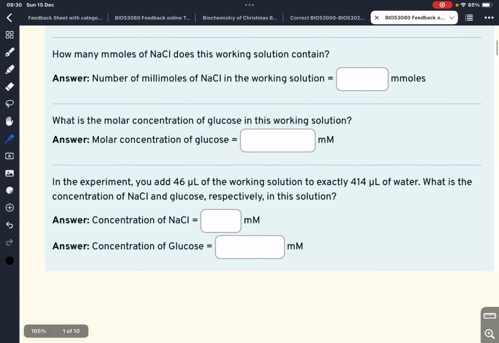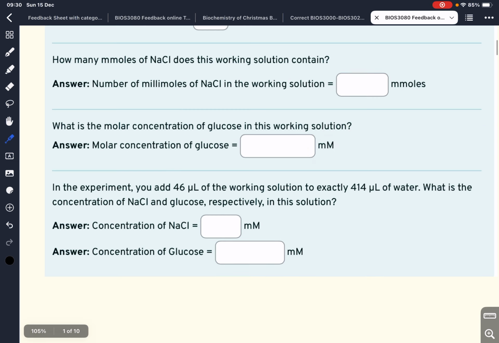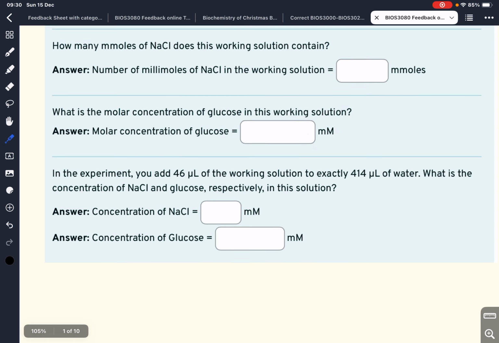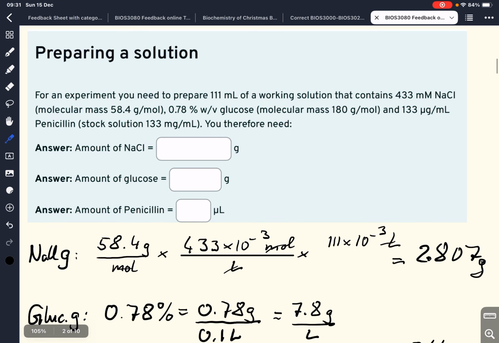penicillin solution. In the second question part, we are asked about the millimole of the sodium chloride and the concentration of the glucose. And in the third part, we do a little bit of a dilution, and we then calculate the concentration of the sodium chloride and the glucose. So how do we go about this?